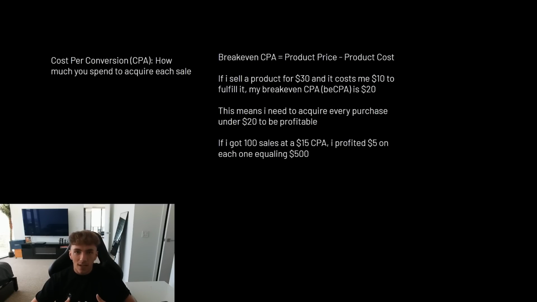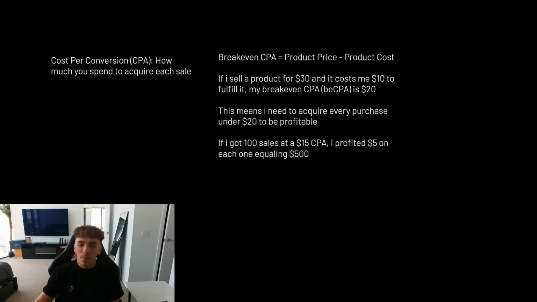I personally use Zendrop, and whenever I find a product, I just text it to the guy. He responds to me with what the price is, so then I know what my cost to fulfill the product actually will be. So if I start selling a product for $30, it costs me $10 to ship out the product to the customer. My break-even CPA is $20. You need to know this number before you start running ads because it's absolutely crucial.